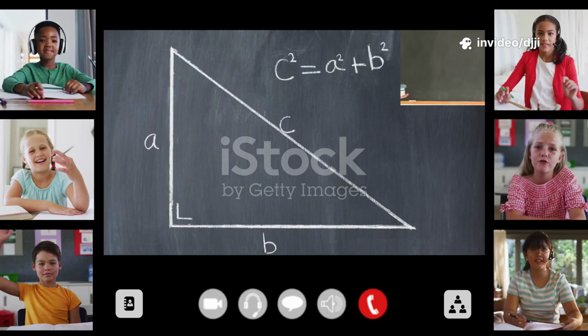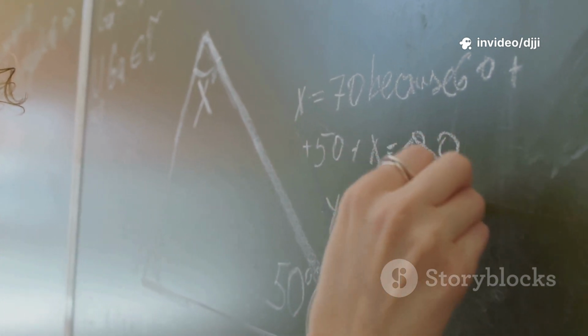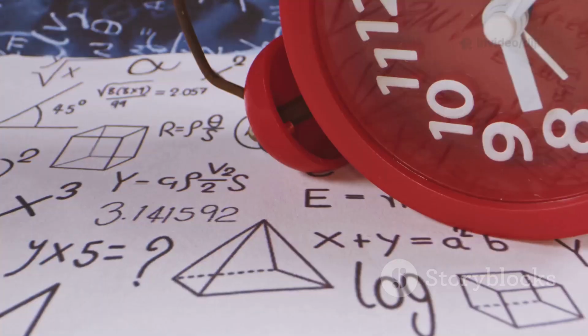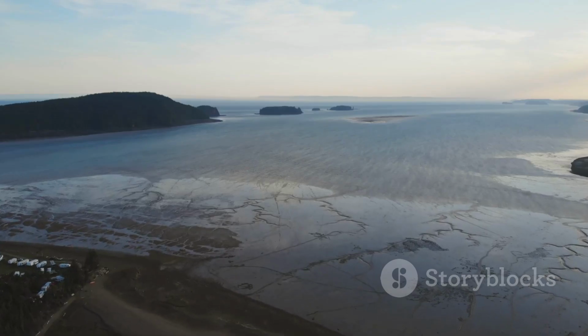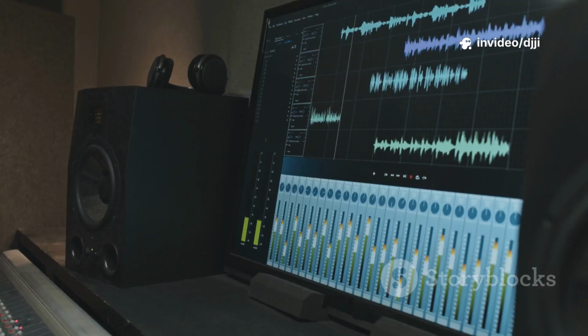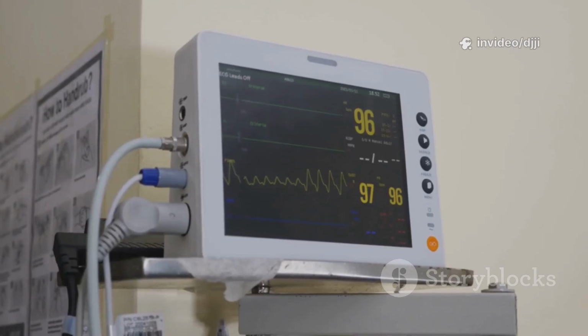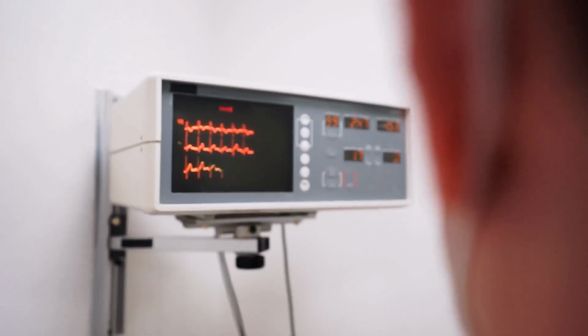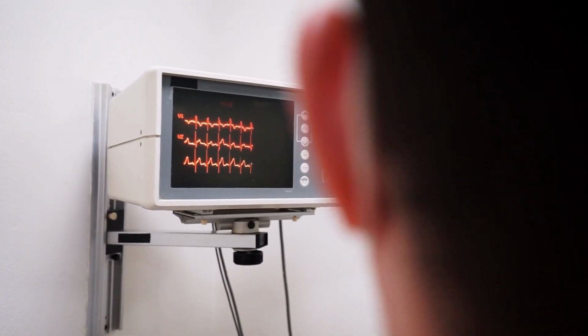Why does this matter? Trigonometric equations describe anything that repeats: waves, cycles, rhythms. Tides rise and fall in predictable patterns, modeled by trig equations. Crucial for shipping and coastal engineering. Sound waves in music are shaped and filtered using sine and cosine functions. Even your heartbeat, measured by an ECG, is a repeating wave analyzed with trigonometry.